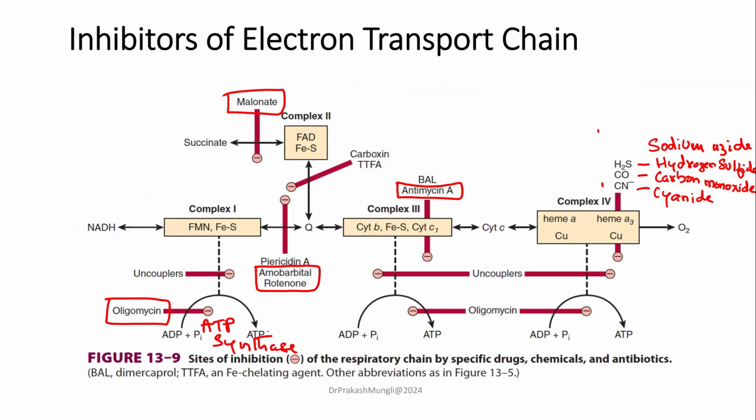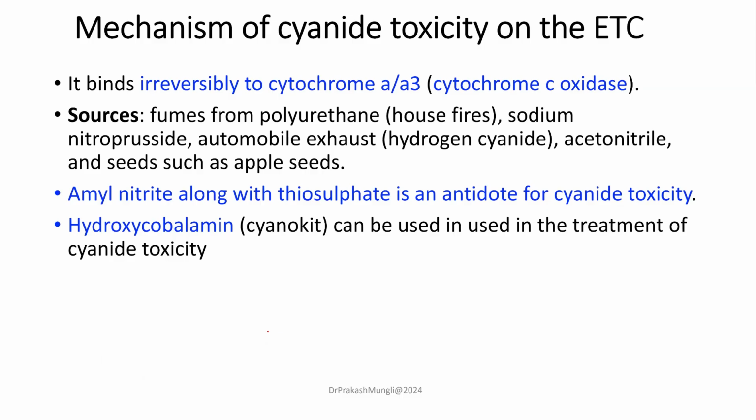So coming to cyanide and carbon monoxide, a little more detail. Cyanide is a complex 4 inhibitor. As you know, complex 4 is referred to as cytochrome A3 complex, also called cytochrome oxidase or cytochrome C oxidase. Okay. And the source for cyanide is house fires. You know that sofa, mattress, all that, when it burns, it releases carbon monoxide as well as cyanide. House fires are the source for both complex 4 inhibitors, cyanide and carbon monoxide. So exposure to a house fire will put a person at risk of cyanide poisoning or carbon monoxide inhalation.